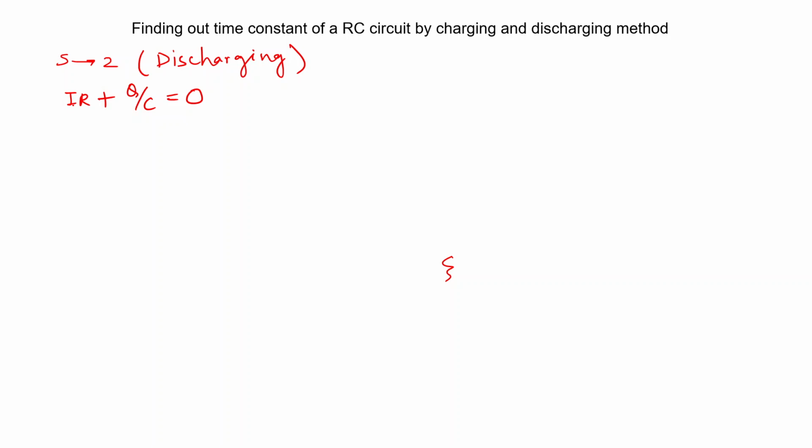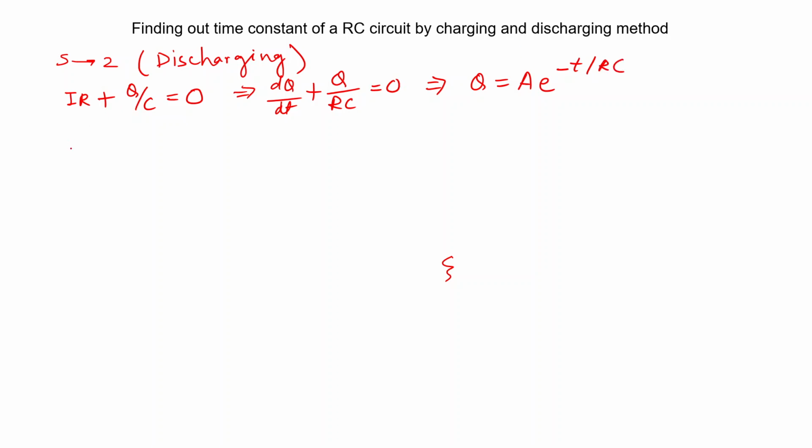Again, putting I equal to dq by dt and dividing the whole equation by R, we'll get dq by dt plus Q by RC equal to 0. Now again, this is an equation with Q as the dependent variable. So what will be the solution? The solution will be Q is equal to A e to the power minus t over RC.